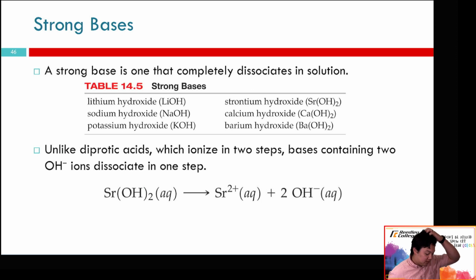Anyways, so a strong base. We talked about strong acids, we talked about weak acids. Now we have strong bases. And again, a strong base, similar to a strong acid, is one that's going to completely dissociate in solution.